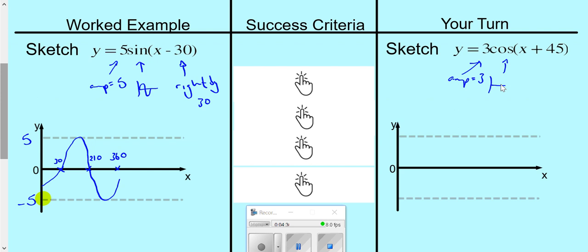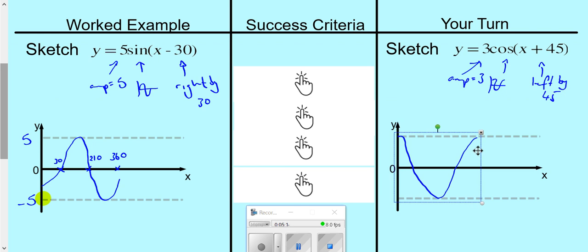We have a cos graph, which is going to look like this, and plus, so this is going to be moved to the left by 45 degrees. Now, this one's starting over here. So it's been moved to the left by 45. Now, the easiest way to do this is, essentially, normally our graph would do this, but the entire thing is going to be shifted to the left.